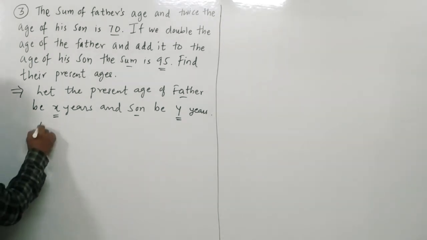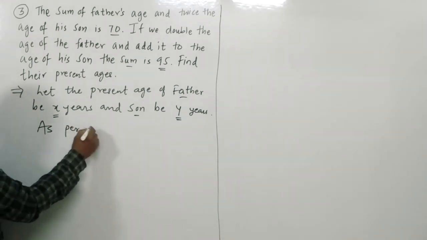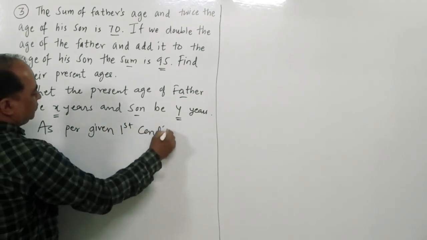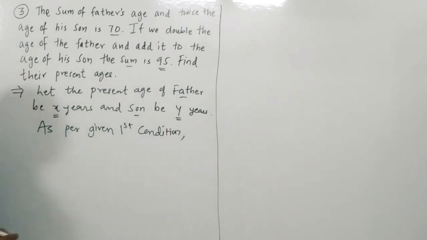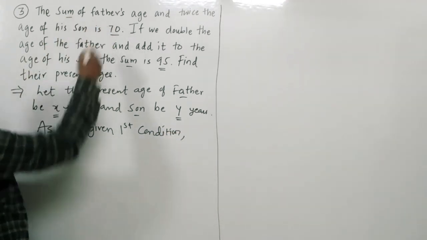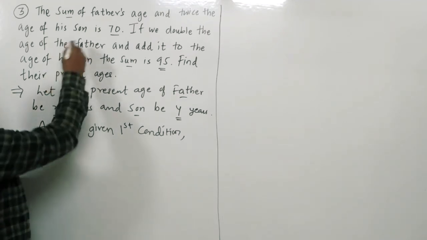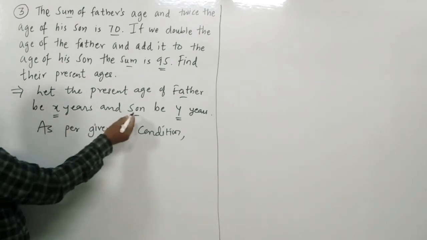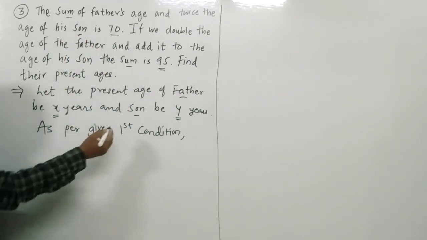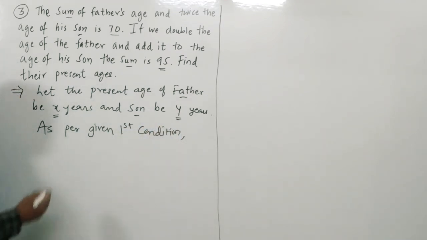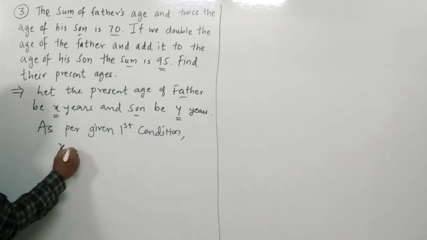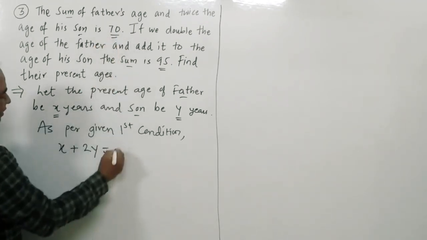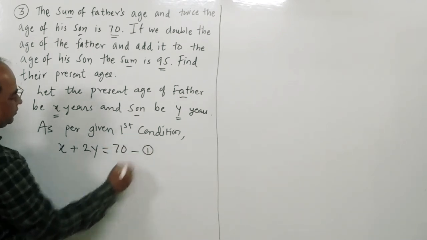Now as per the given conditions, two conditions are given. First condition is the sum of father's age and twice the age of his son. So the present age of father is x. So the sum of x plus twice the age of the son, and we have assumed the son is y. So x plus 2y. The sum is 70. This is the first condition.